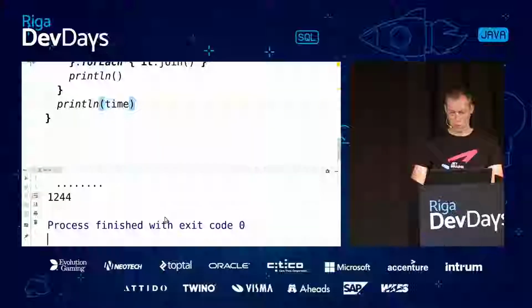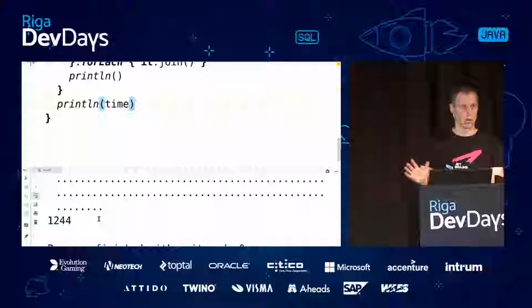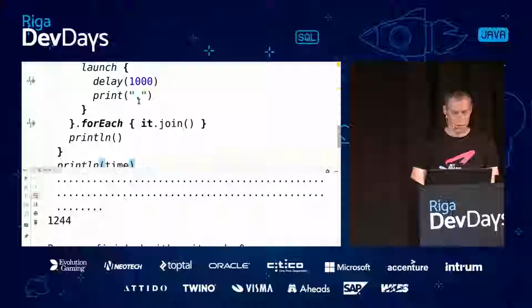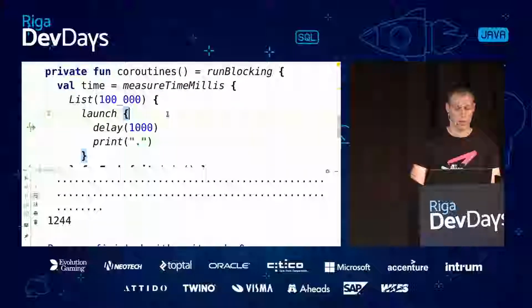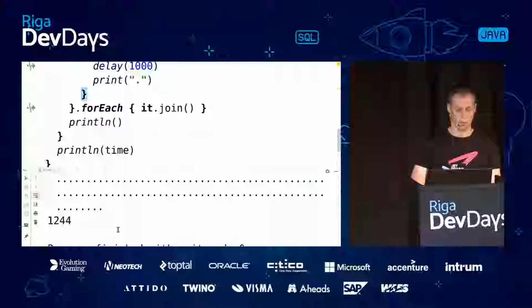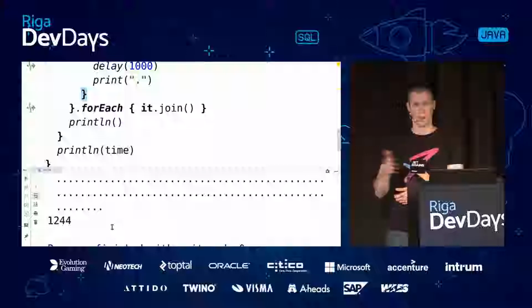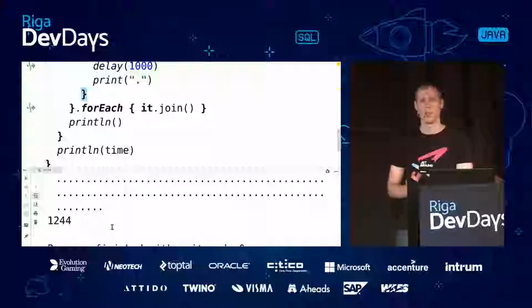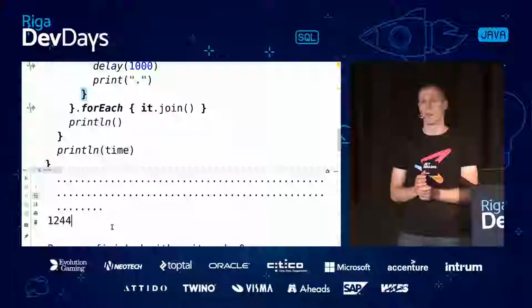We see there is no exception, and I will not count all the dots, but believe me, there are 100,000 of them. So this code runs perfectly. Also, I put a measure time millis helper here to measure how long it takes to create 100,000 coroutines and wait until they all finish. So it's 1 second and 244 milliseconds. 1 second is the delay we put inside. Everything else just took 244 milliseconds. Our coroutines run almost without any overhead.